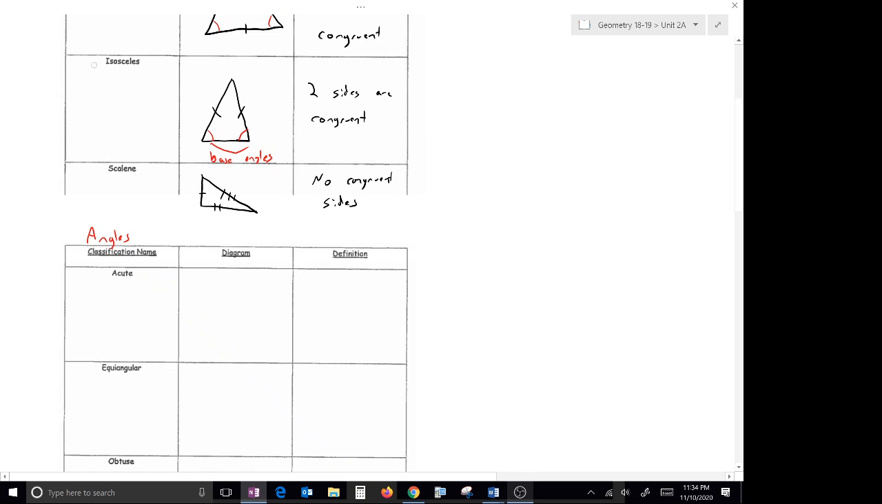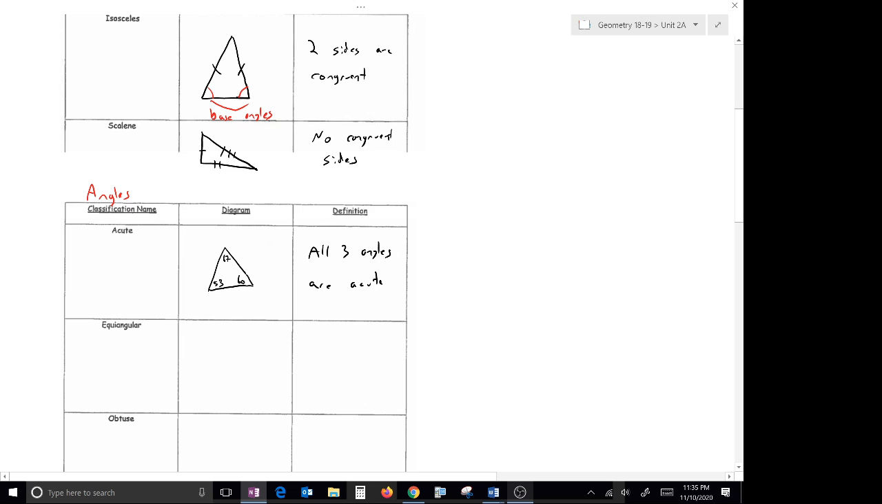An acute triangle has all three angles acute. Something that's almost equilateral, but pretty close. So all the angles are acute. So if I had something like 53, 60, and 67, that would be all three angles are acute, so we'd have an acute triangle.